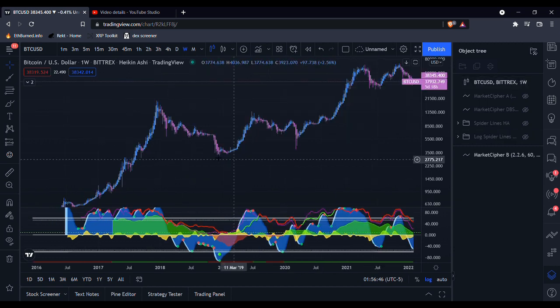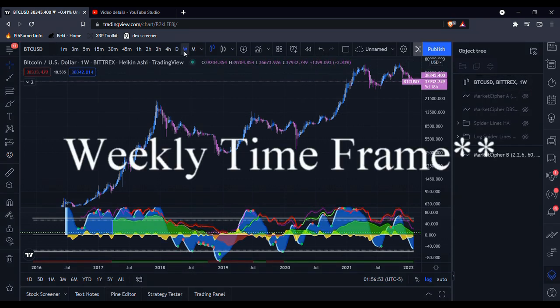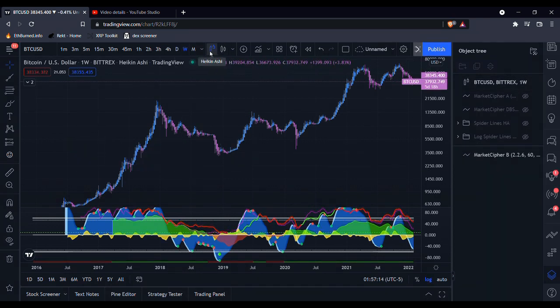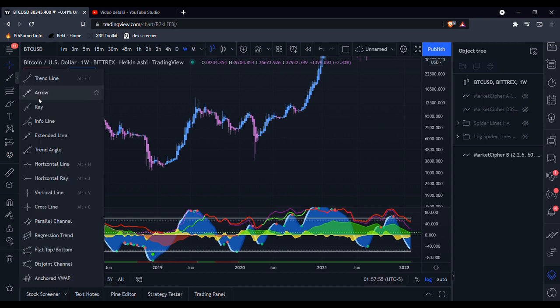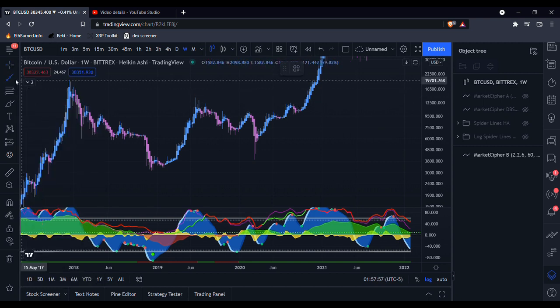So the way that you draw these spider lines, first off, you have to be on the weekly candle. Like I said, you can be on Heikin Ashi or regular candles, but they are going to be slightly different. And you're going to want to come back to the 2018 bear market for Bitcoin and go over to the toolbar, the second one down, and you're going to want to select the ray tool here.